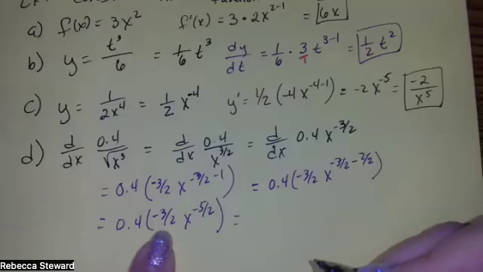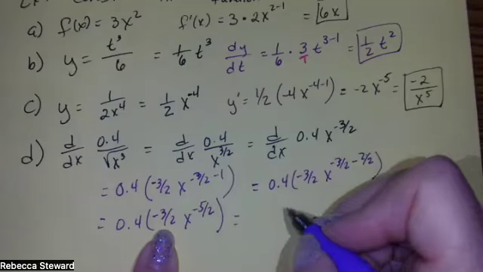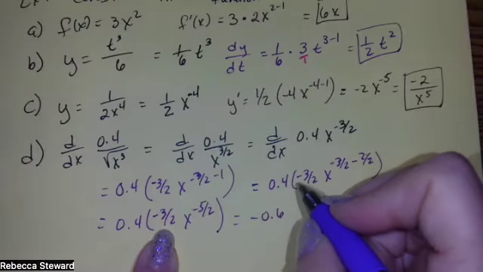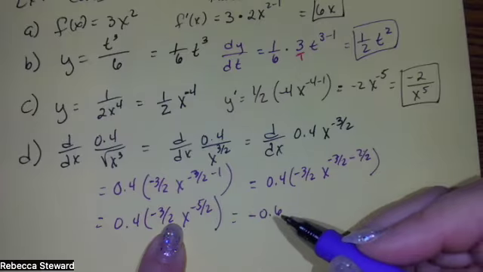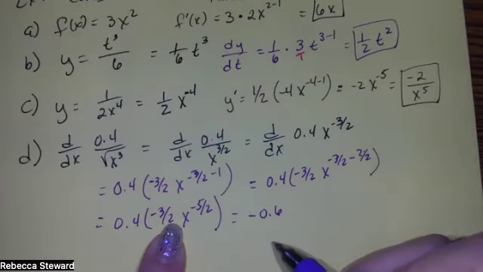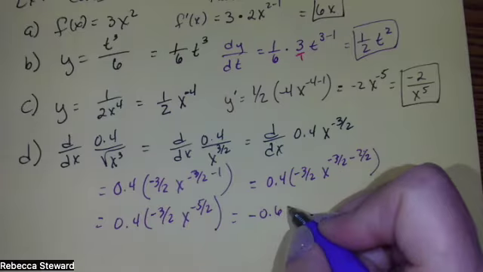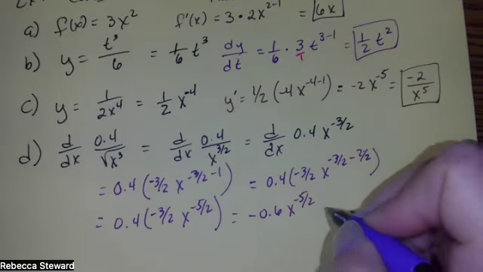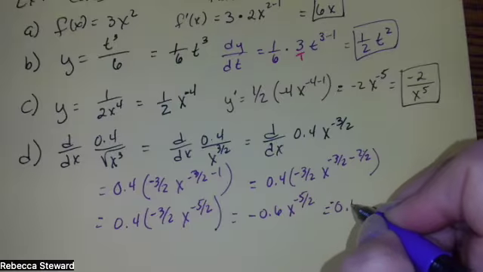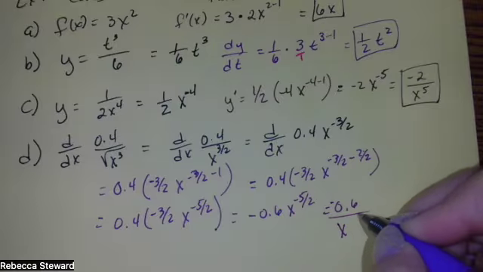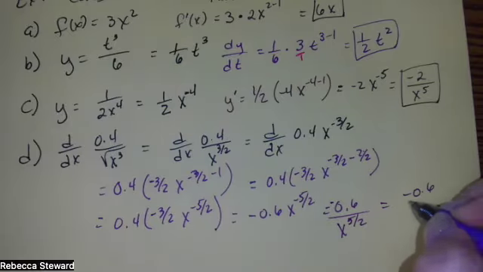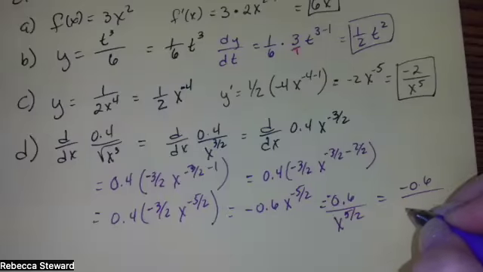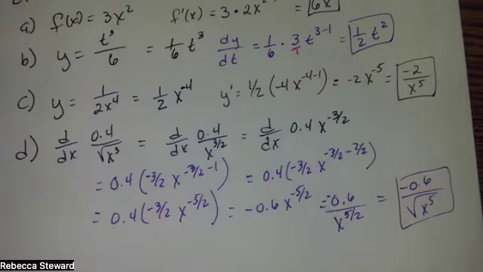So 0.4 times negative 3/2, you can just put that in the calculator. You're going to get negative 0.6. And then we have our x to the negative 5/2. Well, that is going to need to go into our denominator. Let me go ahead and just show you. So this will become negative 0.6 over x to the positive 5/2, which will get us negative 0.6 over the square root of x to the 5th power.